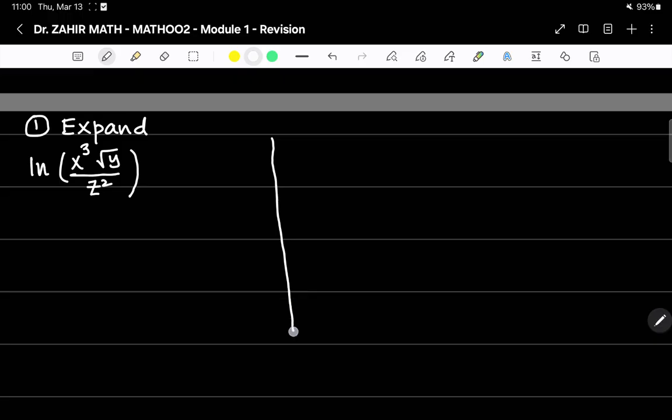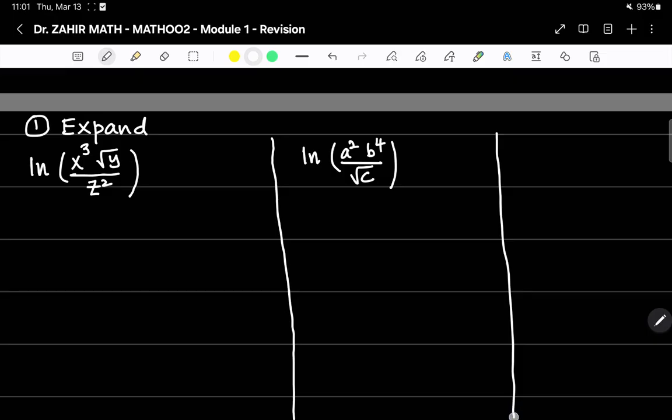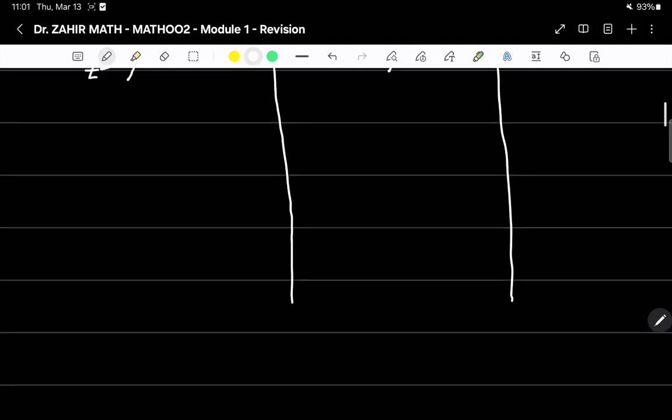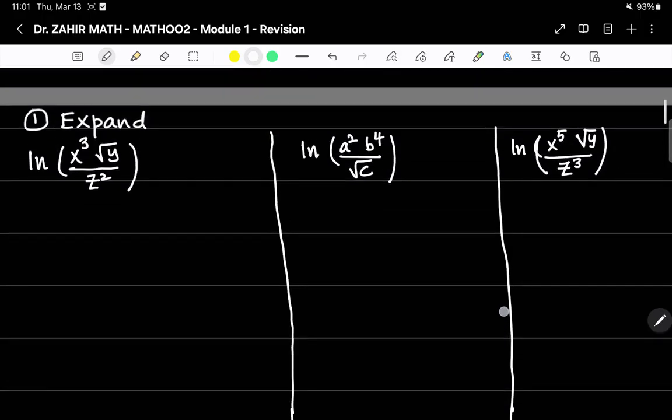I make a line, so in the same line you can see. The next I'm going to do ln of a square b power 4 divided by square root of c. And the third question I'm going to do is ln of x power 5 y square root of y divided by z power 3. So 3 questions I'm going to do in the same page, so you can compare the questions clearly in one page.